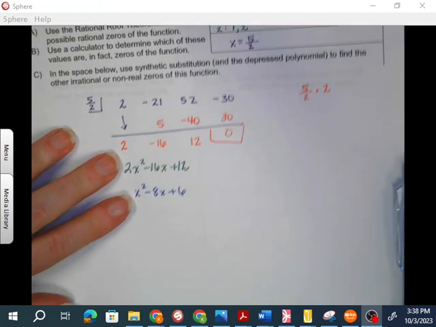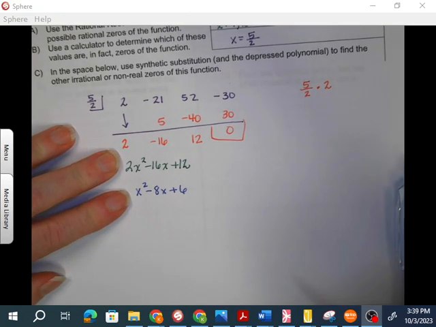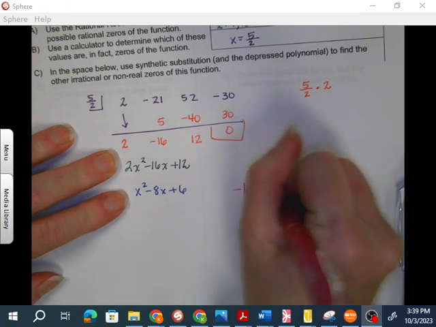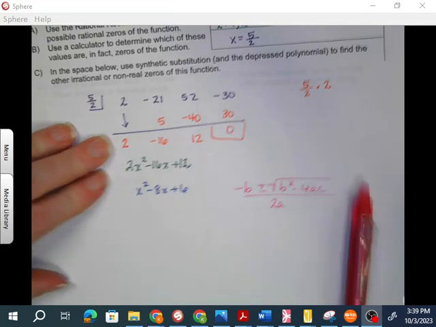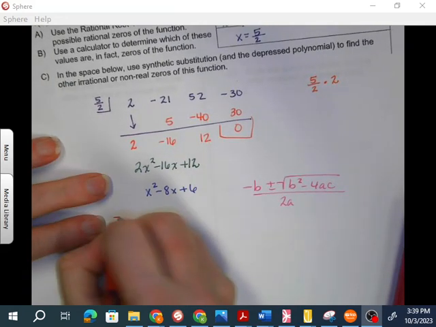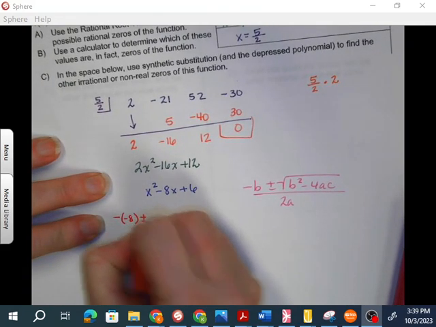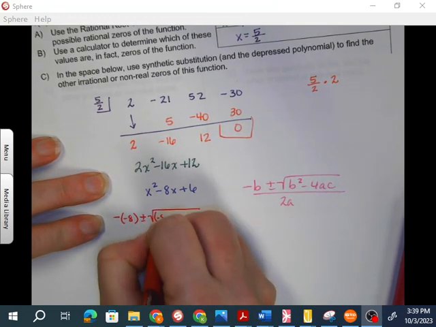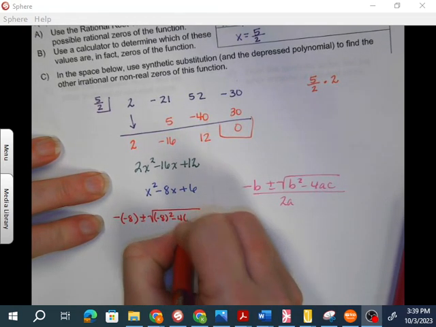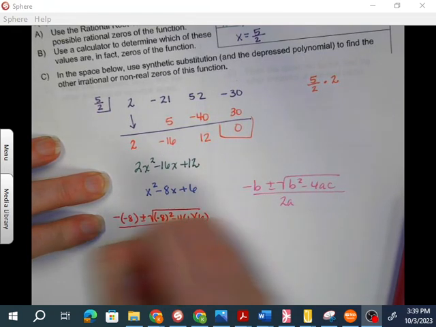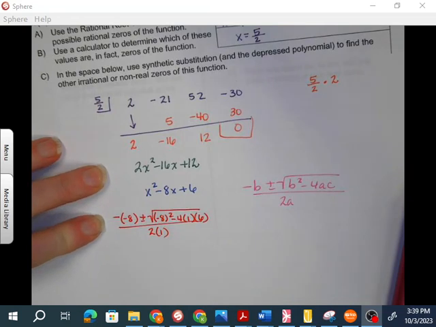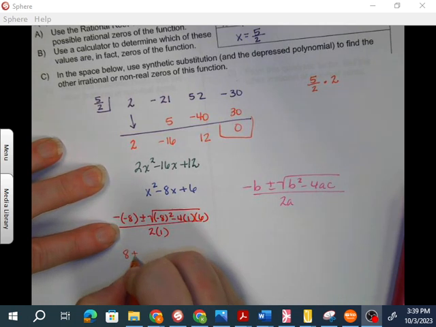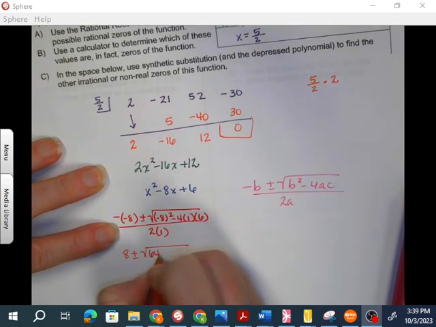So we have to use the quadratic formula. The quadratic formula is negative b plus or minus the square root of b squared minus 4ac all over 2a. All right, so negative 8 plus or minus the square root of negative 8 squared minus 4 times 1 times 6, all over 2 times 1. Simplify. Let's see. So that's positive 8 plus or minus the square root of 64 minus 24.